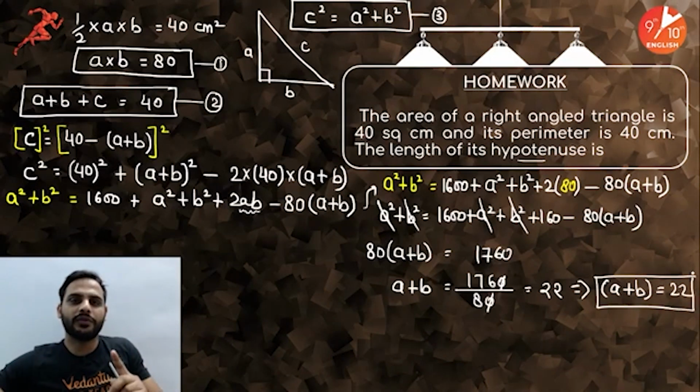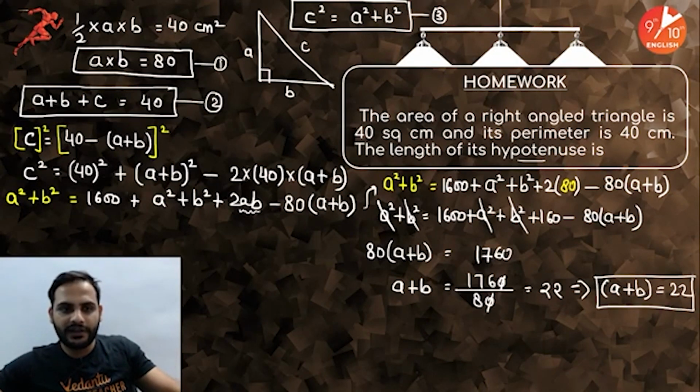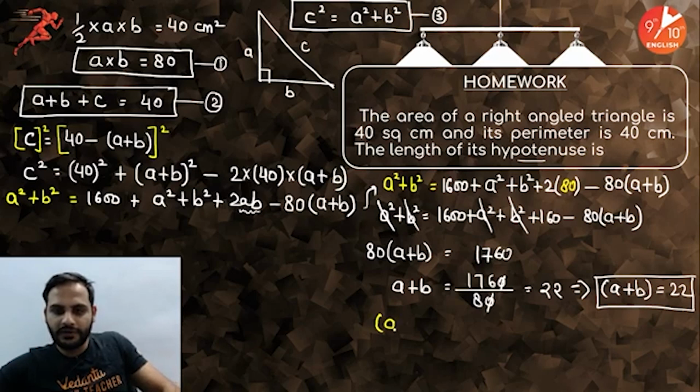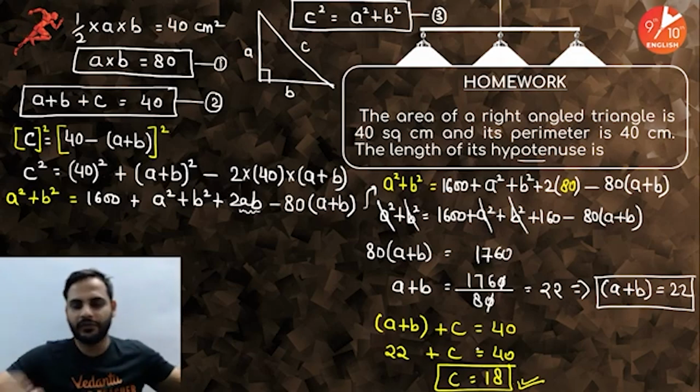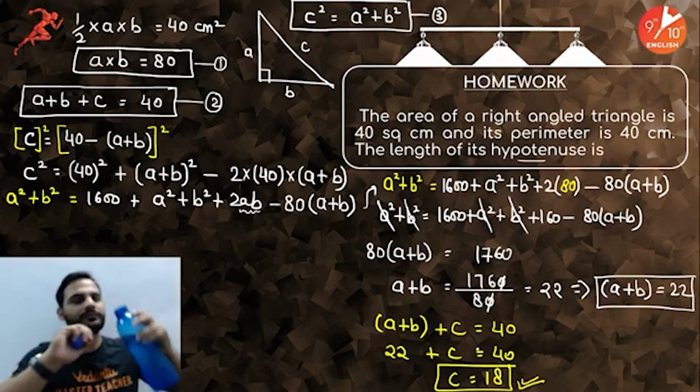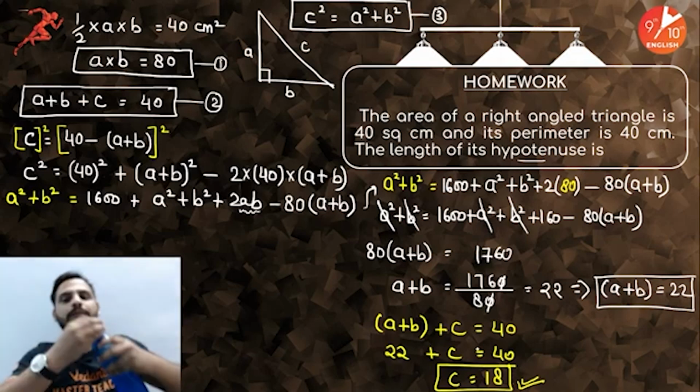What is my main goal? My main goal is to find out C. Let's find out C over here. We know A plus B plus C is equal to, sorry, 40 perimeter. So A plus B plus C is equal to 40. A plus B is 22 plus C is equal to 40. From here you'll get C is equal to 18. That's your answer. C is equal to 18. That's your answer for the hypotenuse.